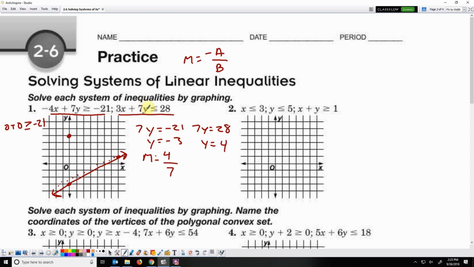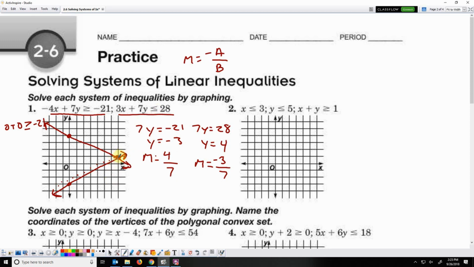If I put in a 0 here for y, I get 3x is 28, and 3 does not go into 28 evenly, so again, I'm going to use the slope. The opposite of a is negative 3, and b is 7. So the slope is negative 3 over 7. Down 3, right 7. And again, this one is solid because it is an underlined inequality symbol.